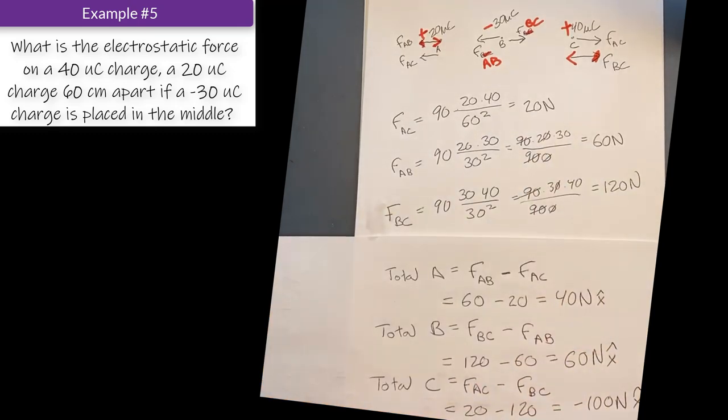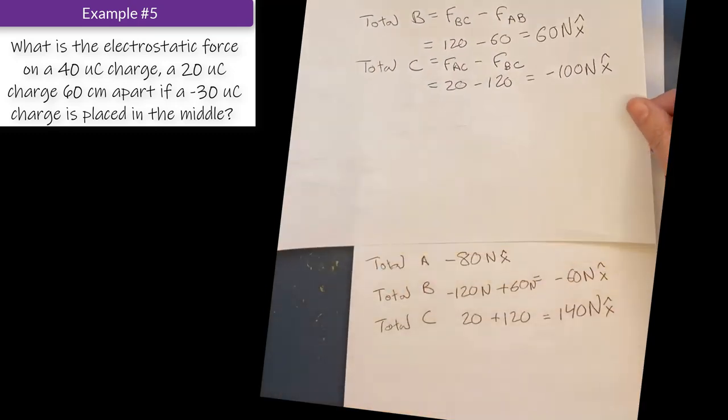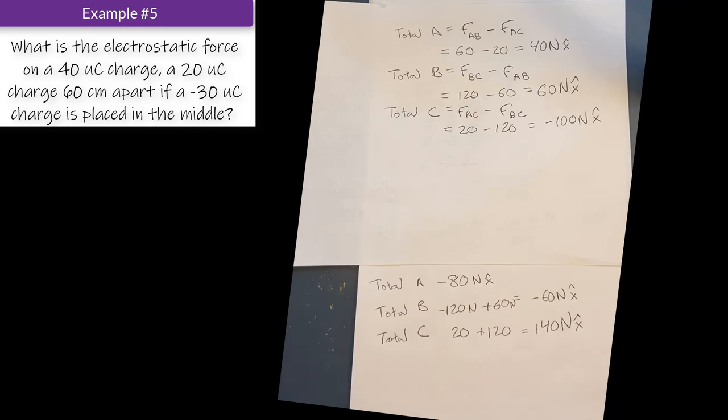So these are very different values than before. But the math is not more complicated than just adding or subtracting 60 from 20. What if the charges are not on a line? Well, then you have forces that are not on a line, and then you have to add them with the laws of vectors, meaning that you have to add all the x components up, you have to add all the y components up, and then you use the Pythagorean theorem to get the total result.